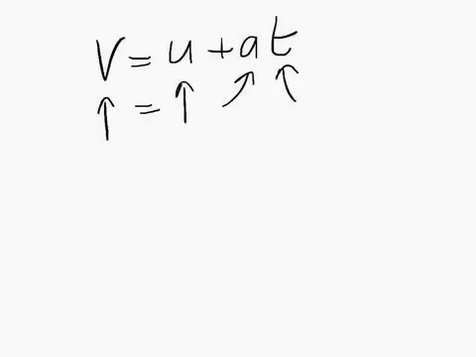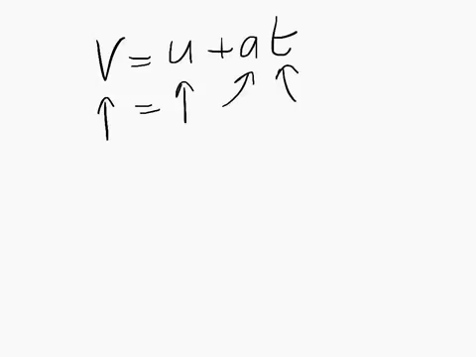So we start with v equals u plus at. Here we have the velocity at time t, which equals the initial velocity plus the acceleration multiplied by the time. And that's all that says. So we have this equation.